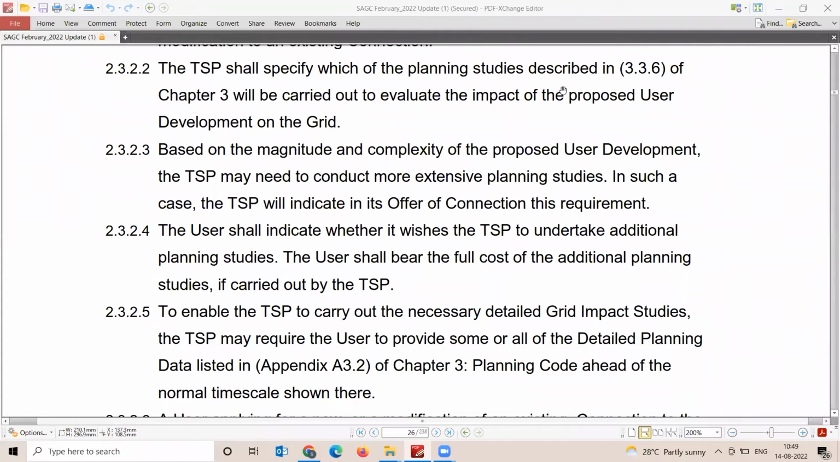The TSP shall specify which of the planning studies described in chapter 3 will be carried out to evaluate the impact of the proposed user development on the grid. So this is another beauty, right? It's the responsibility of the TSP to specify which of the planning studies, not all of the studies, described in 3.36. That's the reason we are telling. For example, if somebody is connecting 10 megawatt solar, what studies are needed? Maybe different. If he is connecting 100 megawatt, the studies might be different. If he is connecting 1000 megawatt, the studies might be different. List down all the studies. Then based on the capacity, the voltage level, the short circuit level, the strength, the inertia available, and the complication of the technology which is going to come, specify what studies you need.